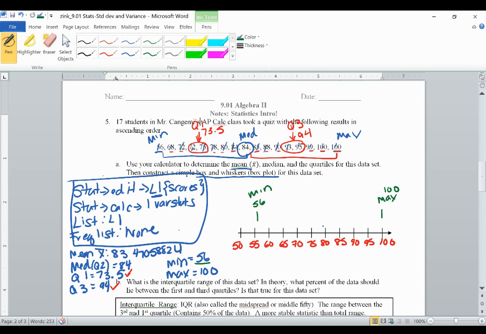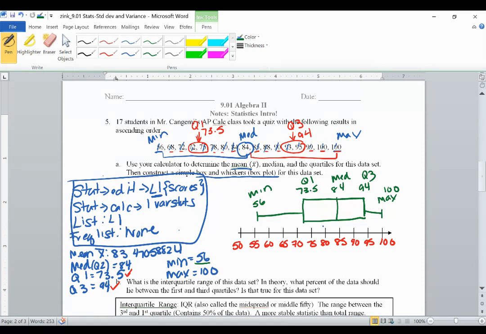And then I do 3 large lines for Q1, Q2, and Q3. So quartile 1 is 73.5. So this is really just an estimate. Then the median was 84. And the quartile 3 was 94. So a little bit before 95. And then box those 3 big lines up and draw your little lines, your whiskers over to the min and the max.